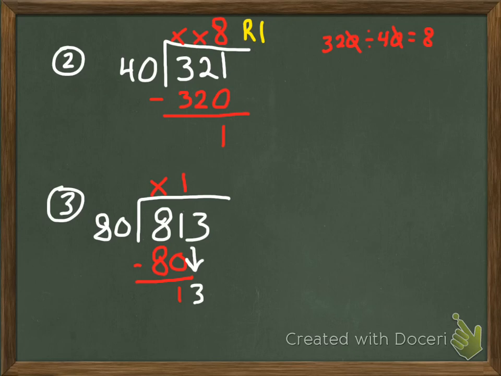13 divided by 80, 13 is way too small. But I can't leave that spot blank, so I'm going to put a 0 there. And I'm going to multiply 80 times 0, which is just 0, and I'm going to subtract and get 13. There's nothing else to bring down, and my 13 is smaller than the 80, which means I am done with this problem, and the answer is 10, remainder 13.